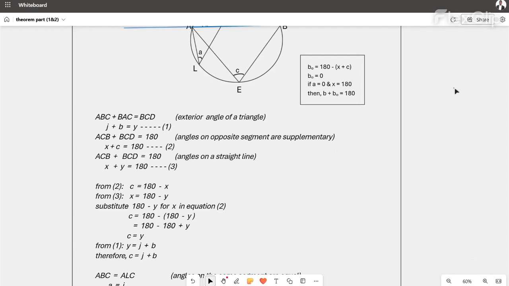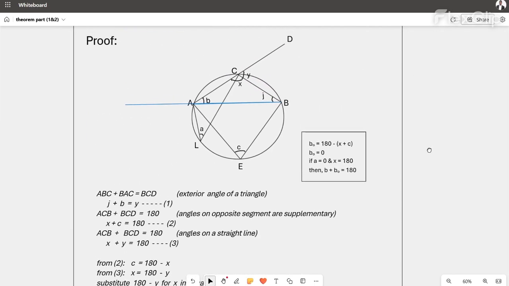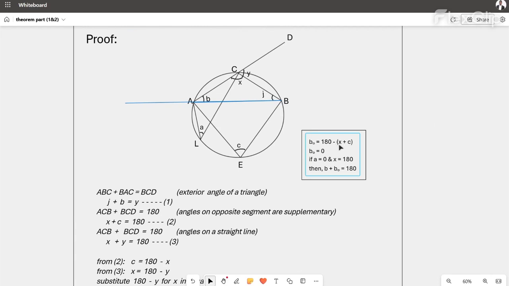Now this is the formula that we got earlier in this video, which says B naught is equal to 180 degrees minus angle X plus angle C. This is angle X here, and angle C here. And we all know that the angles on opposite segments are supplementary. Therefore, if you sum these two angles, it will give you 180 degrees. And this formula says angle B naught is equal to 180 degrees minus angle X plus angle C.